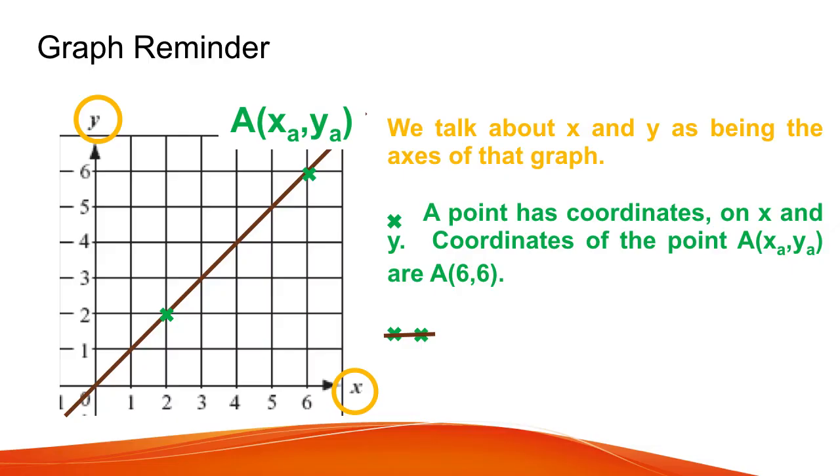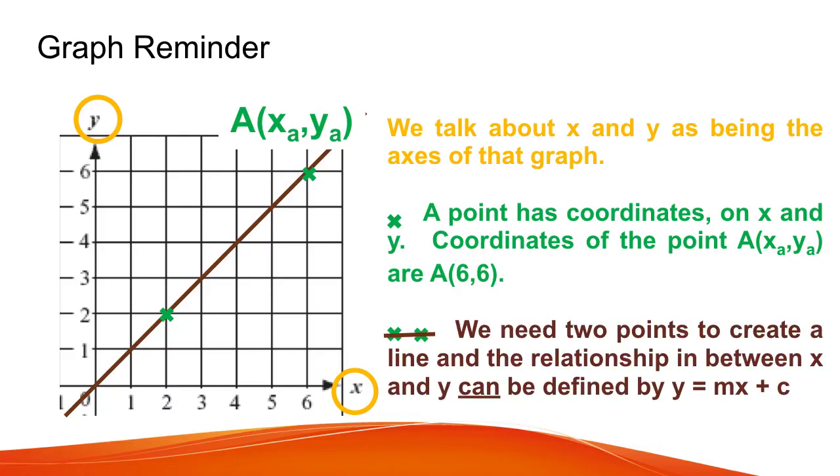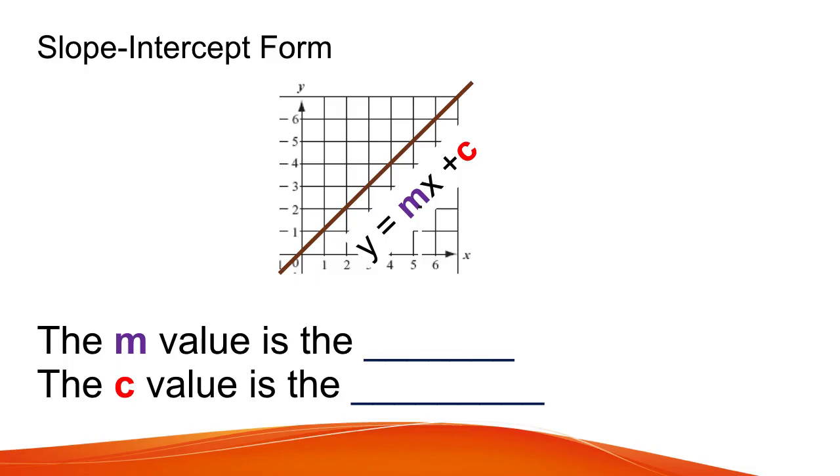We can use that particular point to establish the relationship between x and y, and the line will be in the form of y is equal to mx plus c. That is the equation of that particular straight line. We call it the slope-intercept form, which I also call the standard form. The value of m is the gradient, and the value of c is known as the y-intercept. It's also known as the constant, but in terms of the straight line graph specifically, it is the y-intercept.